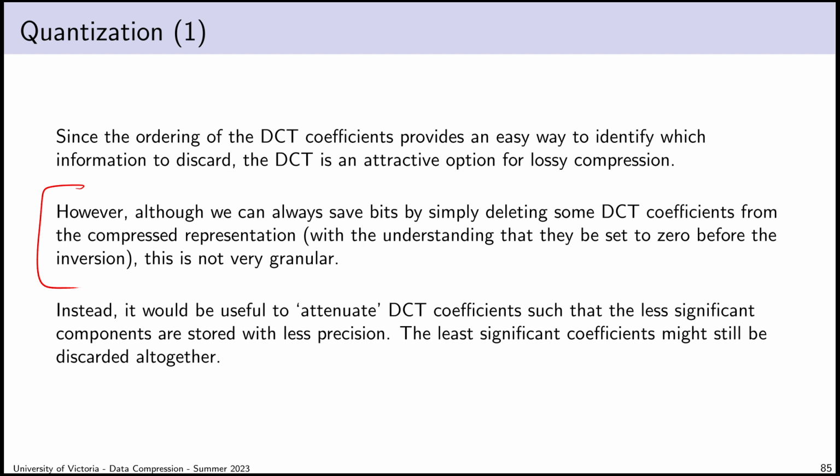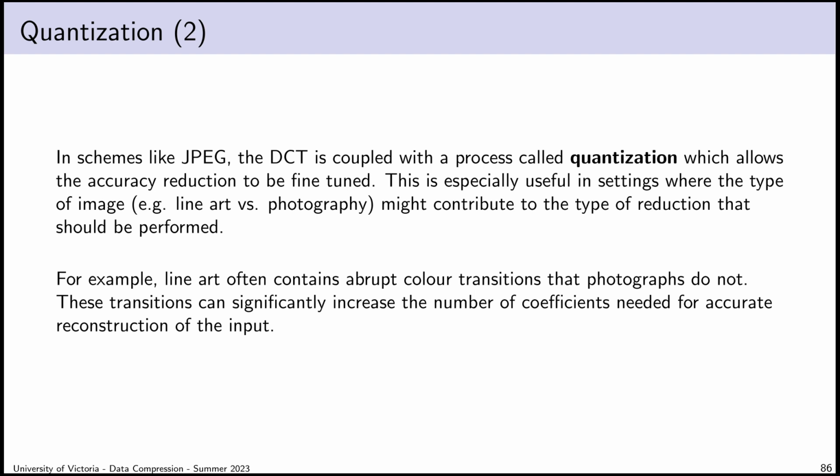I don't want to have the choice of either keeping the coefficient at high precision or deleting it altogether. What I would rather do is change the accuracy that I'm representing the coefficients with. So I want to be able to gradually roll off the number of bits that I'm using for each coefficient, as opposed to either having them or not having them. And so to do this, typically we would call this process quantization. That's actually another term out of signal processing, but I think it's a very apt term to use here. So JPEG does this, and we're going to follow a very similar model to what JPEG does.